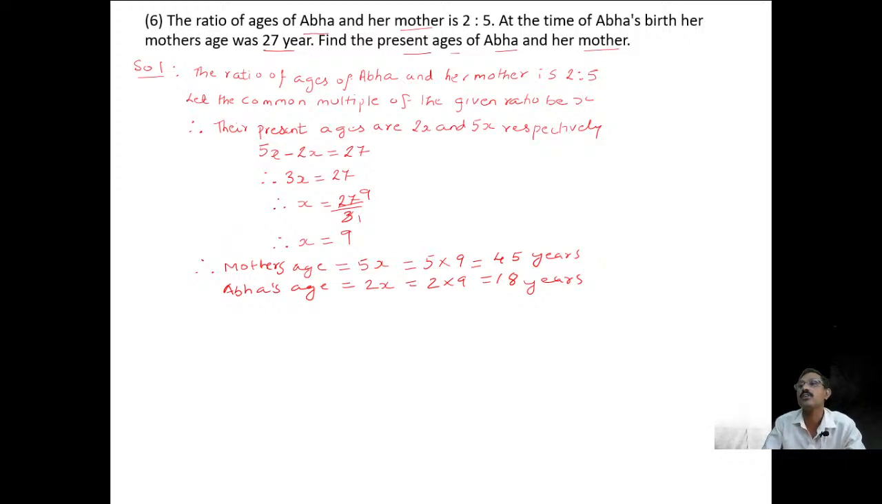So we got Abba's age and we got mother's age. Both ages we have got. Mother's age is 45 years. Abba's age is 18 years. If you look at the problem, we have calculated both the ages.